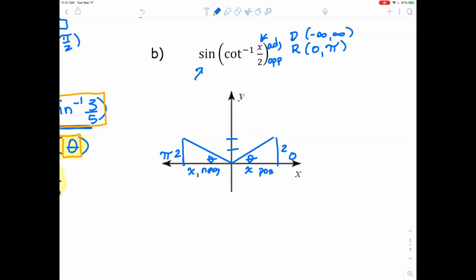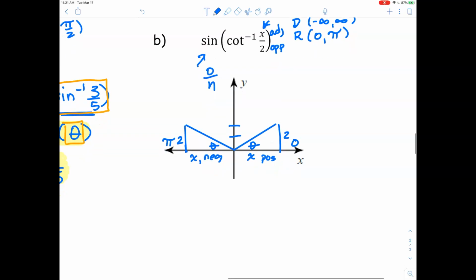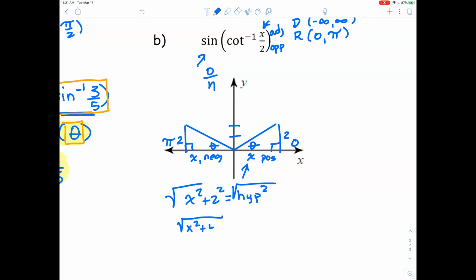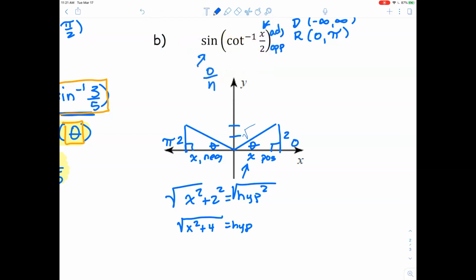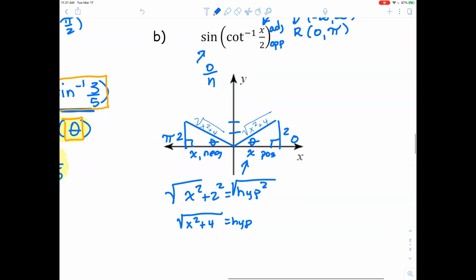Okay, so here's the thing. If I need sine, the thing is, sine is opposite over hypotenuse, and so I'm going to have to find the hypotenuse of one of these right triangles. They'll have the same hypotenuse. So I'll just go ahead and work off of this one. Here's what I know. x squared plus 2 squared equals the hypotenuse squared. We'll take the square root of both sides, and we get the square root of x squared plus 4 is equal to the hypotenuse. I'm going to get a skinnier pen here. All right, so this hypotenuse has a value of the square root of x squared plus 4.